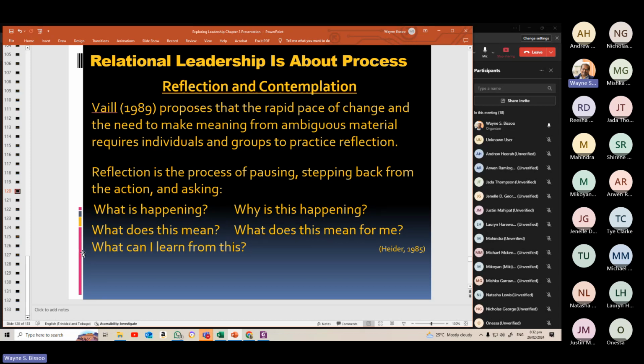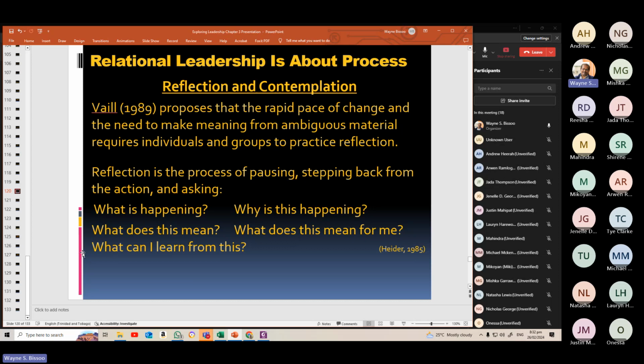Reflection is the process of pausing, stepping back from actions, and asking questions. What is happening? Why is it happening? What does it mean? What does it mean for me? What can I learn from this? This is something we oftentimes don't engage in. And it's probably one of the most powerful ways in the process to help improve our leadership activities.